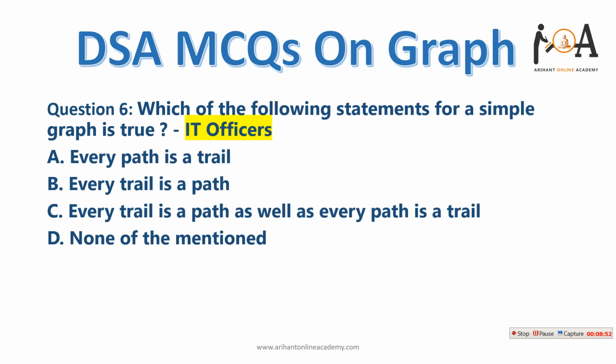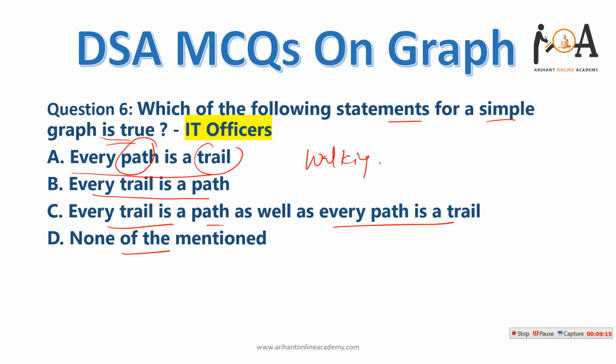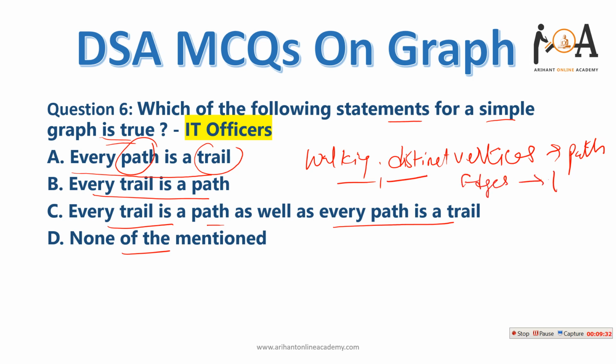The next one is, which of the following statements for a simple graph is true? Option A, every path is a trail. Option B, every trail is a path. Option C, every trail is a path as well as every path is a trail. And option D, none of these. So basically the question is revolving around either path or trail. So what is a path? Basically, if you are walking and choosing distinct vertices every time, it is called a path. But if you are using distinct edges while walking, it is called a trail.